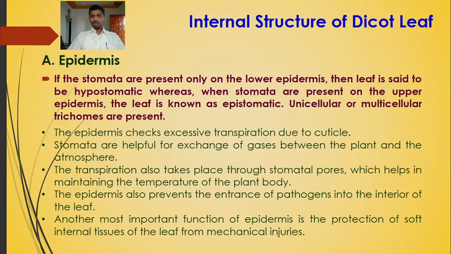Excessive water loss mainly takes place through the stomata which are present on the leaf. So the leaf is the main transpiring organ of the plant, through which a large amount of water in the form of vapor is lost. To avoid water loss, the cuticle is present above the epidermis.